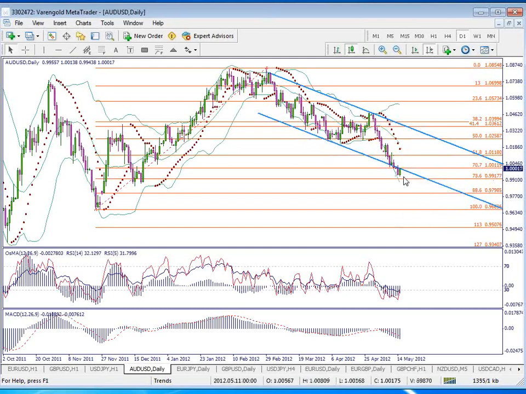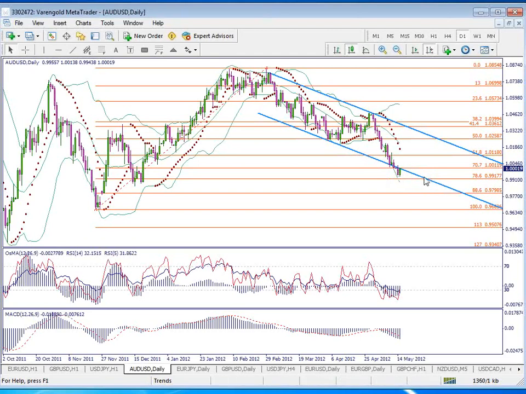So you can see here that the pair just broke the inferior trend line of the channel. Actually, because there were some downgrades of the Italian banks. 24 Italian banks were downgraded something between 2 and 4 points. And the market was very nervous yesterday. Yesterday in the afternoon was that news.